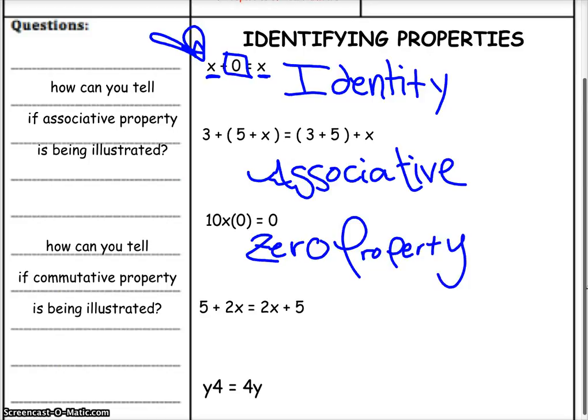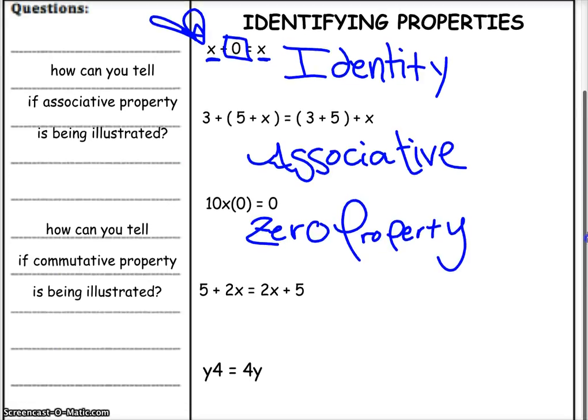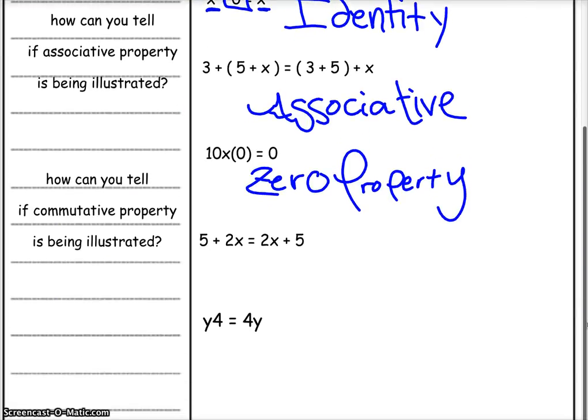Okay, 5 plus 2x equals 2x plus 5. Chase. Commutative. And how do you know it's commutative? Because it just changes location. It just switches spots. Yeah, totally switch spots.